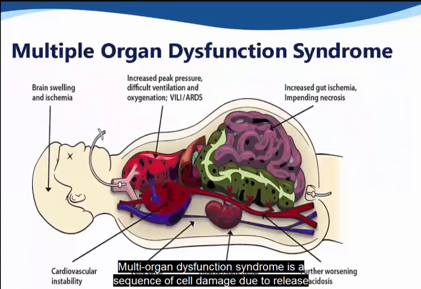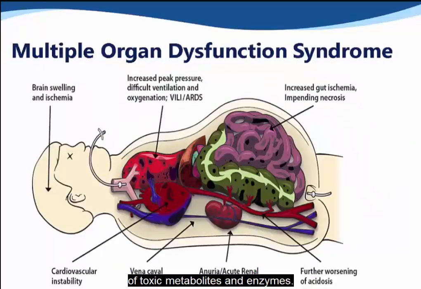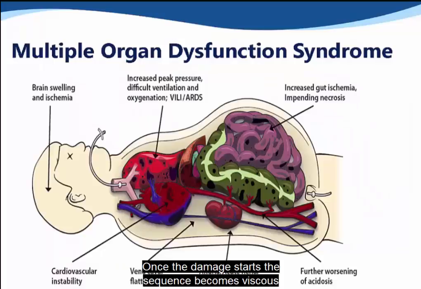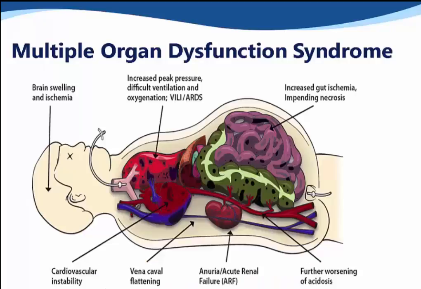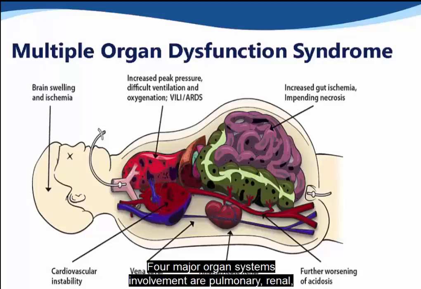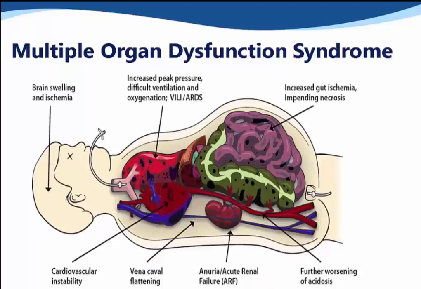Multi-organ dysfunction syndrome is a sequence of cell damage due to release of toxic metabolites and enzymes. Once the damage starts, the sequence becomes vicious as dead cells lyse and release toxic metabolites. This results in microthrombi forming and then blocking oxygenation even more. The 4 major organ systems involved are pulmonary, renal, cardiovascular, and coagulation failure.